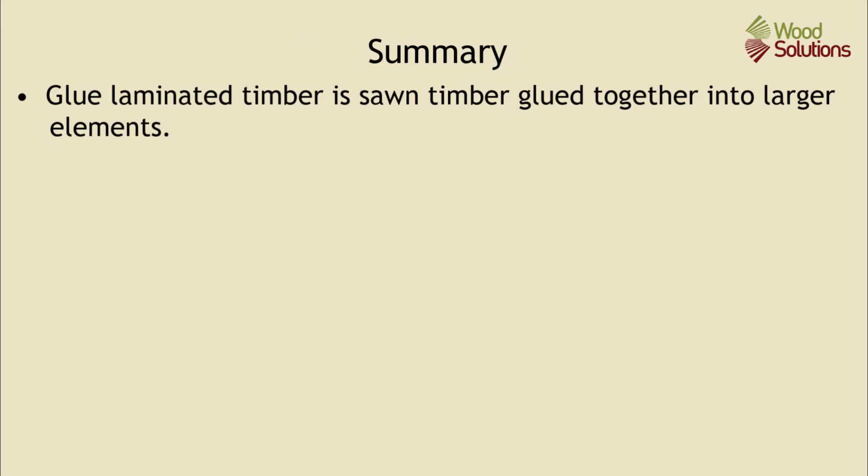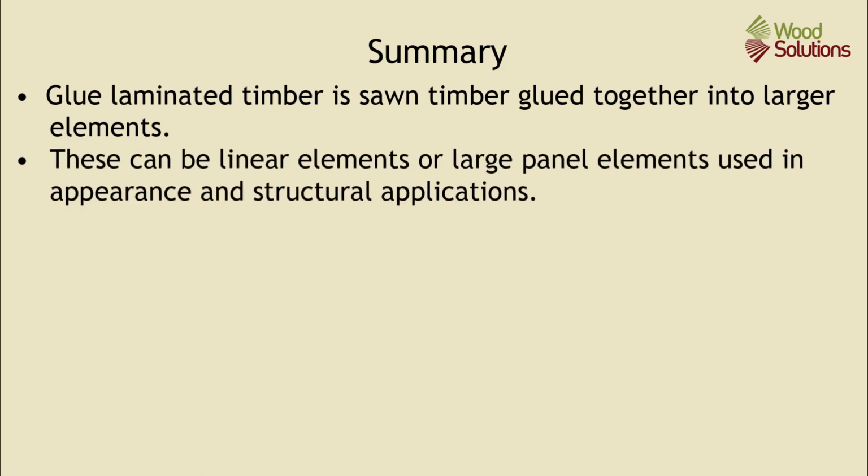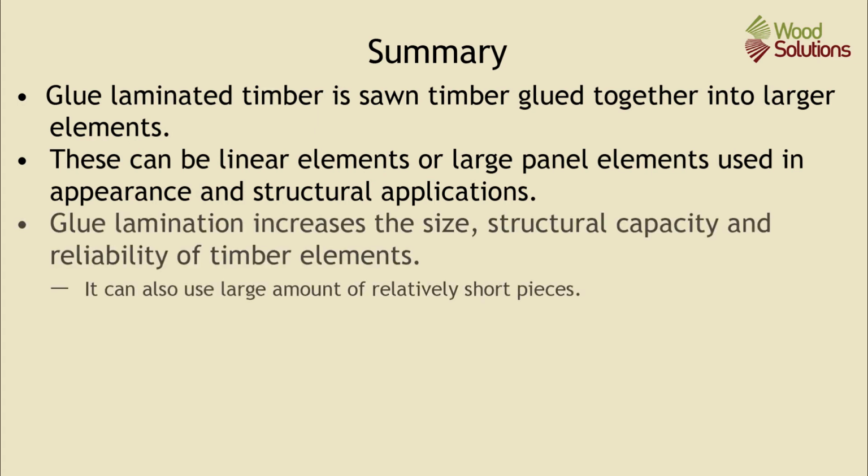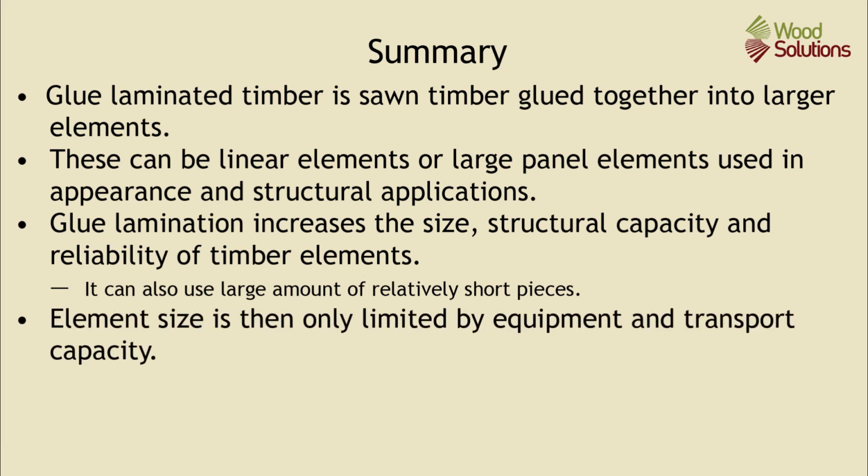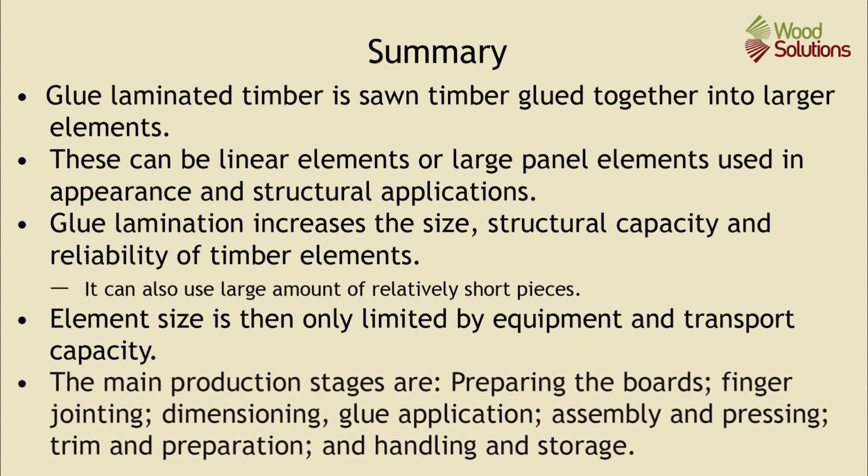In summary, glue laminated timber is sawn timber glued together into larger elements. These can be linear elements or large panel elements used in appearance and structural applications. Glue lamination increases the size, structural capacity and reliability of timber elements. It can also use large amounts of relatively short pieces. Glued element size is only limited by equipment and transport capacity. The main production stages are preparing the boards, finger jointing, dimensioning, glue application, assembly and pressing, trim and preparation, and handling and storage.